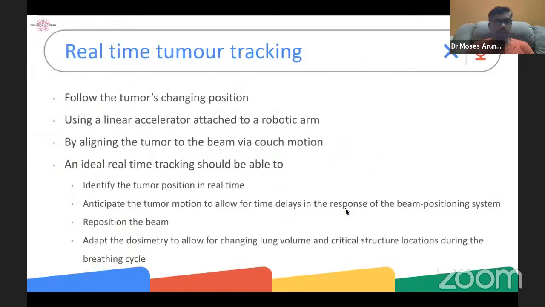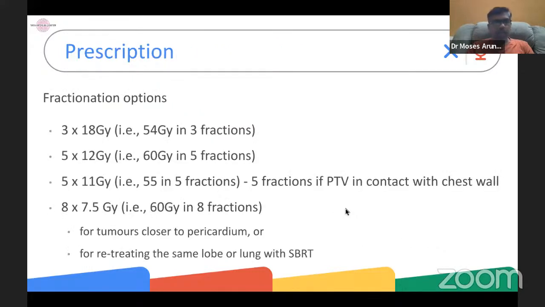Real-time tumor tracking is where you either use the linear accelerator attached to a robot, or by moving the couch to the position of the tumor. An ideal real-time tracking should be able to predict where the tumor is going to be in the next moment, and also adapt the dosimetry in terms of delivery.